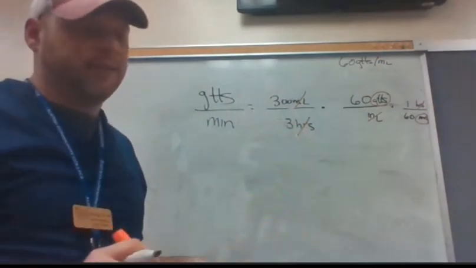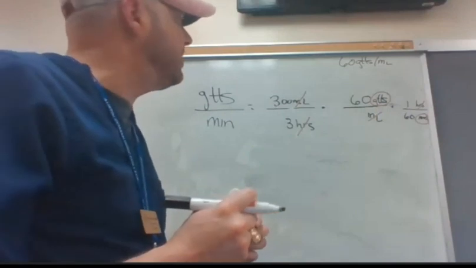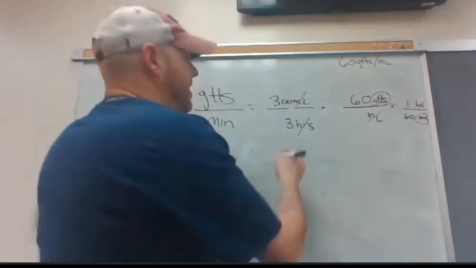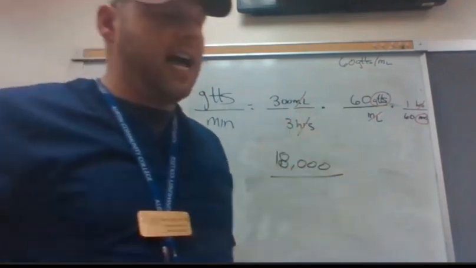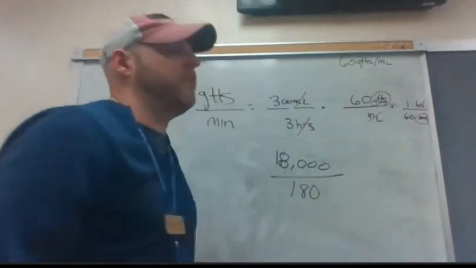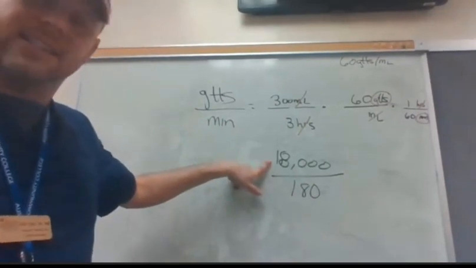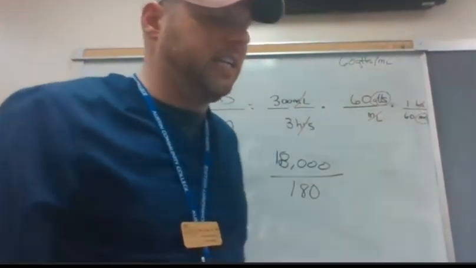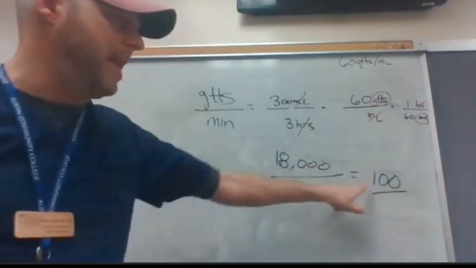So again, now it's basic mathematics, left to right, starting with the top numbers. 300 times 60 in your calculator will be 18,000. And 3 times 60 is 180. So which number do I need to divide? Which number goes in your calculator first? You know that's always the top number. So it's 18,000 divided by 180, and that comes out to 100 drops per minute.